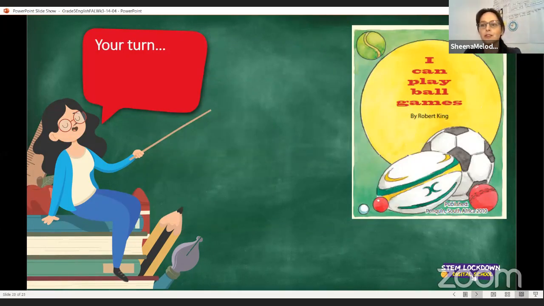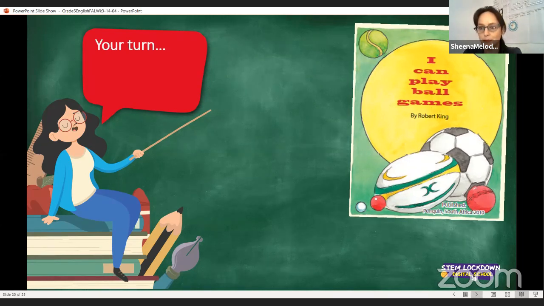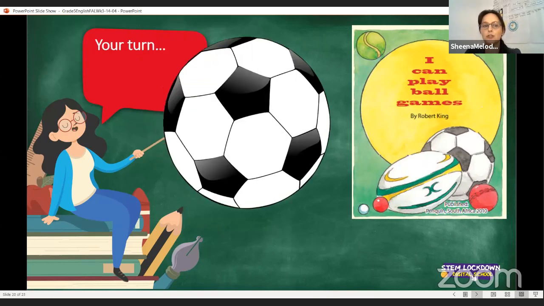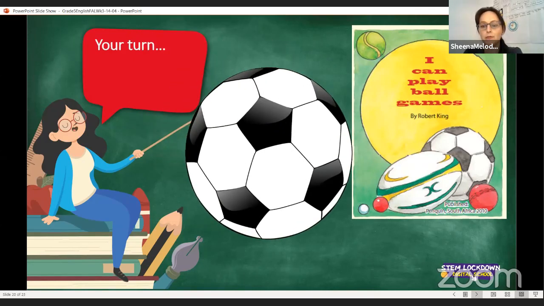Okay, so this is the second book, and it will appeal to sporty people. Okay, so we have a big soccer ball bouncing in the page. Who, what, where, when, how.